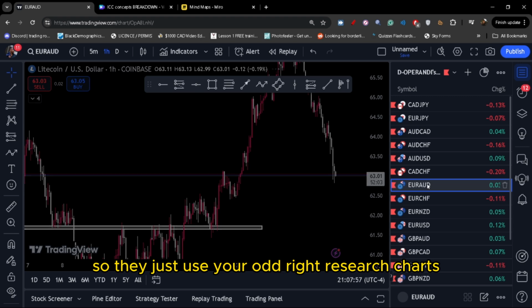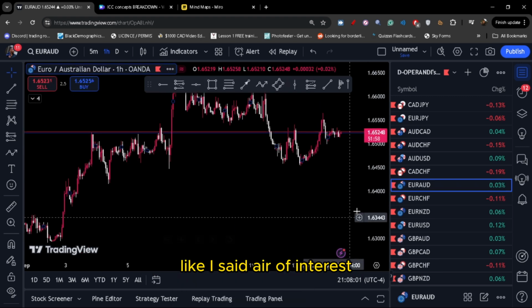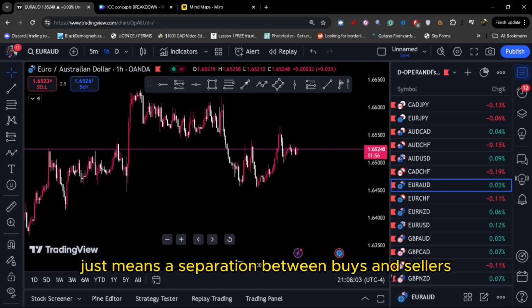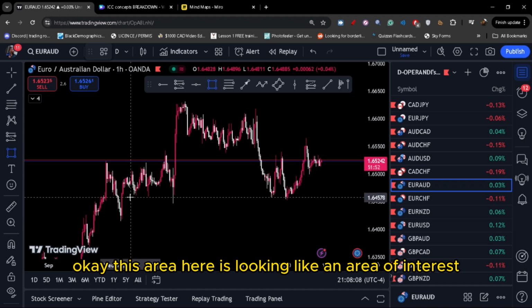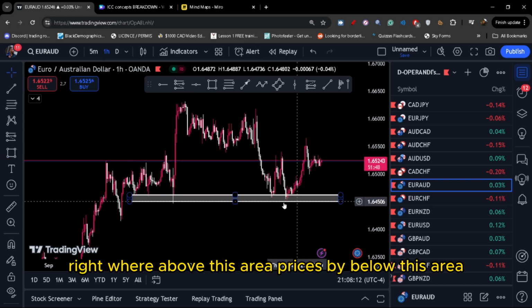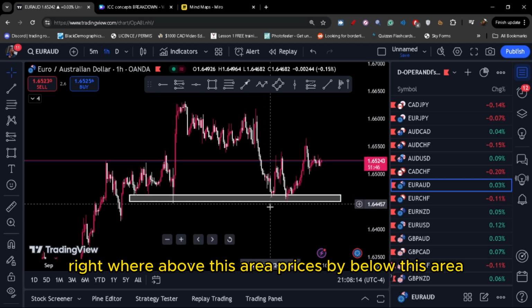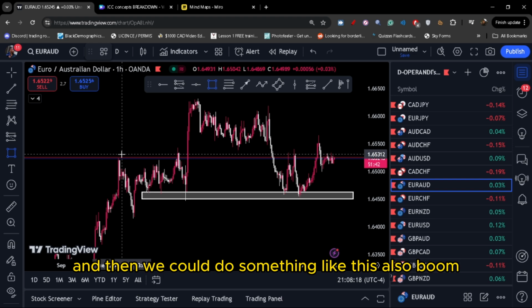So they just use Euro odd, right? Reset chart. So like I said, area of interest basically just means the separation between buyers and sellers. In this case, we can see this area here is looking like an area of interest, right? Above this area price is buying, below this area price is likely going to sell, right? And then we could do something like this also.